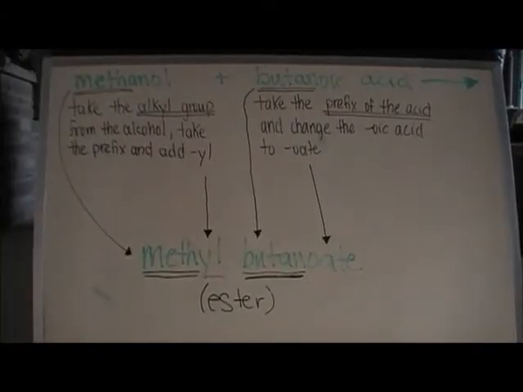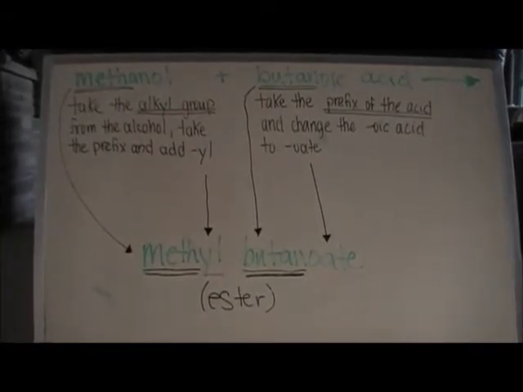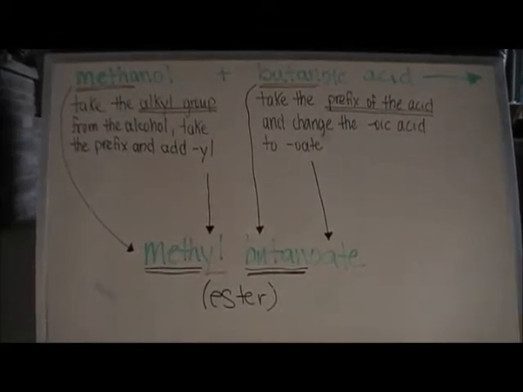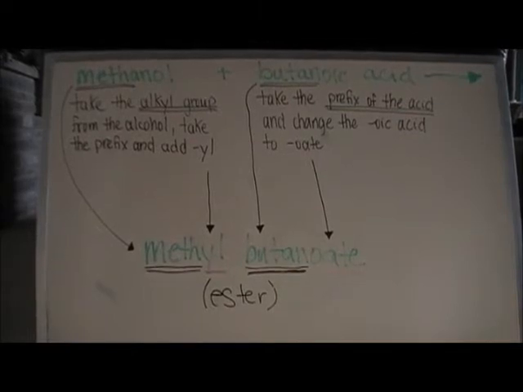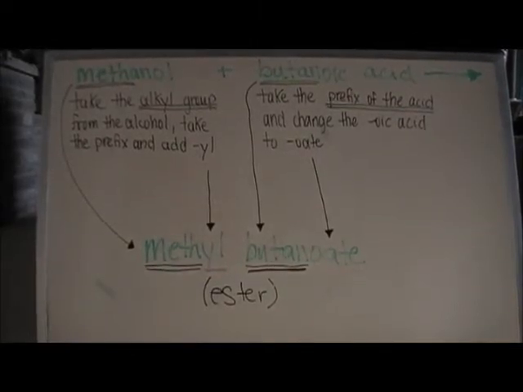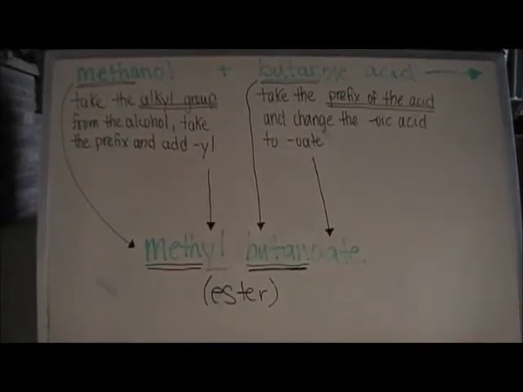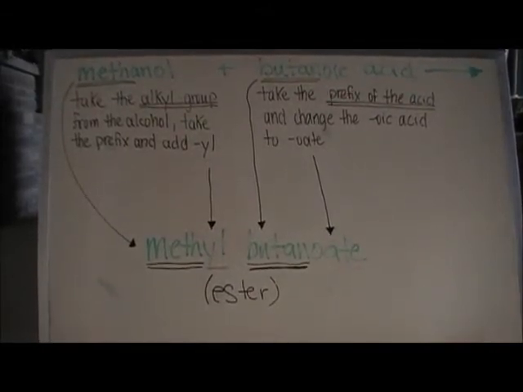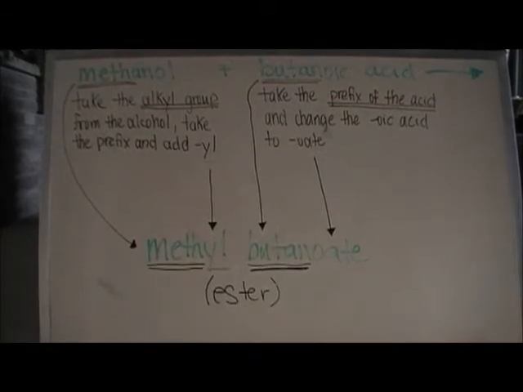An example of naming an ester. Here we have methanol and butanoic acid. We take the alkyl group from the alcohol, take the prefix and add YL, turning our methanol into methyl. For the butanoic acid, we take the prefix of the acid and change the OIC acid ending to OATE, giving us butanoate. So our ester is then methyl butanoate.